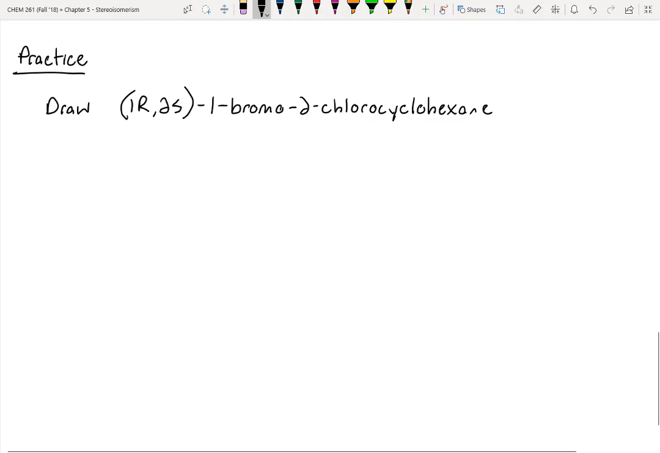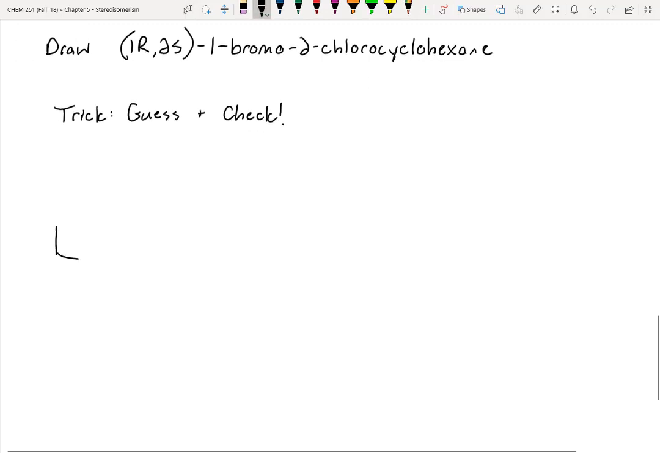And I'll give you a good trick, all right? This trick seems like the most unscientific thing ever, but I call it guessing and checking. So what I mean by that, and I'll walk you through this, is first draw the structure without any bond line dashes or wedges, right? I'm just going to go ahead and number my cyclohexane. 4, 5, 6. Sorry, that's a 3. So position 1, we must have a bromine coming off of it, right? Position 2, we must have a chlorine. You notice how I didn't do dashes or wedges, right?